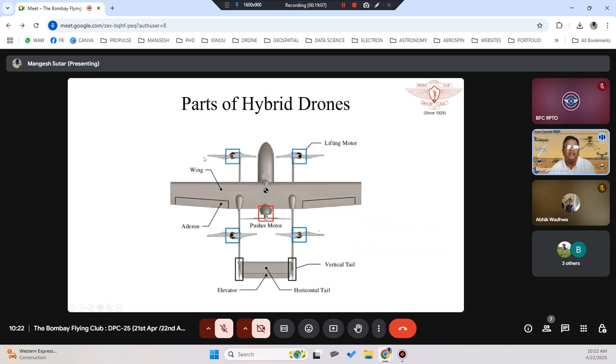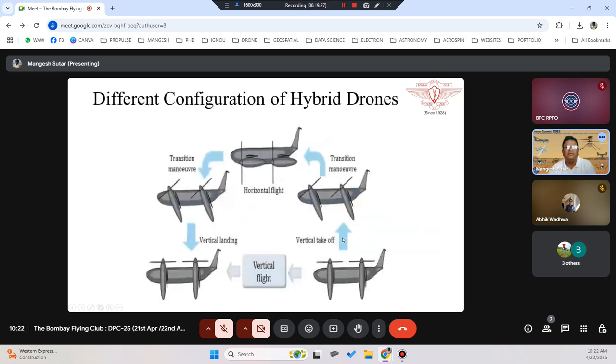So you can see here, in this type of hybrid drone, there are 4 motors which are called the lifting motors, and then you have a structure like an aeroplane, with wings, with ailerons. Then you have a vertical and horizontal stabilizer. The horizontal stabilizer will have elevators, whereas the vertical stabilizer will have rudders. So this is how the configuration happens.